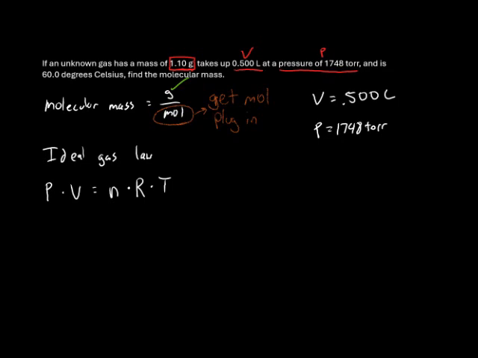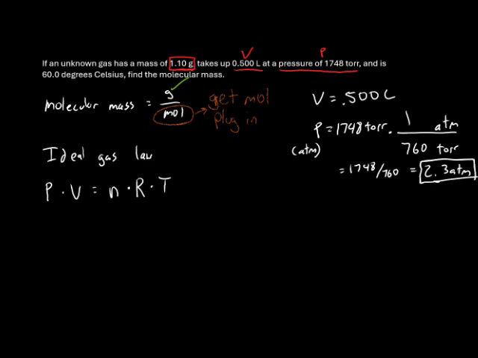However, pressure in this equation will not use torr, instead it will use atmospheres. So let's hit pause for a second and convert those torr over to atmospheres. We'll place atmospheres on top and torr on the bottom. 1 atmosphere is the same as 760 torr, so our operation is going to be to take 1,748 divided by 760. If we do the division, we'll get 2.3 atmospheres. This will be the pressure that we use in our ideal gas law.